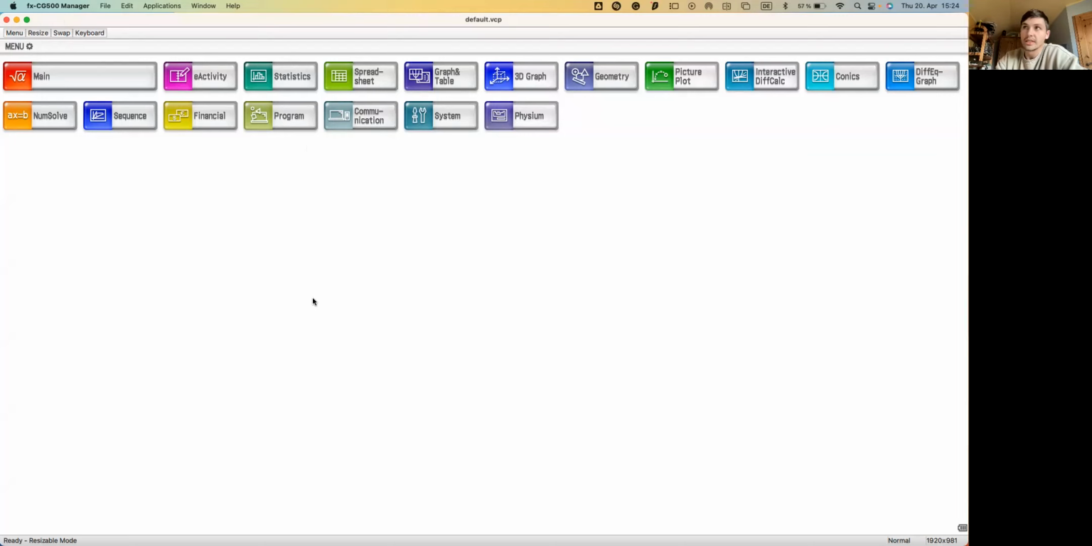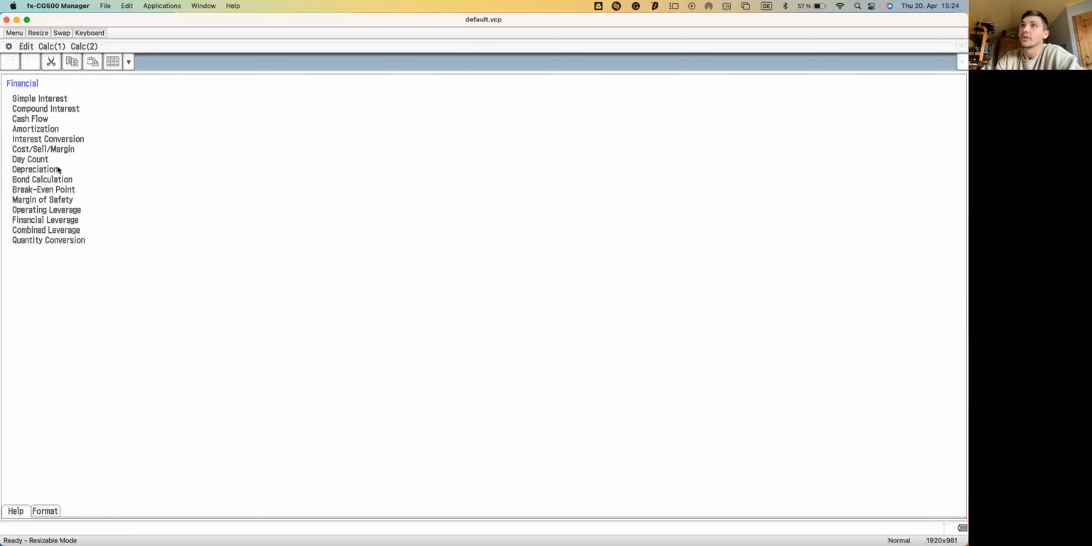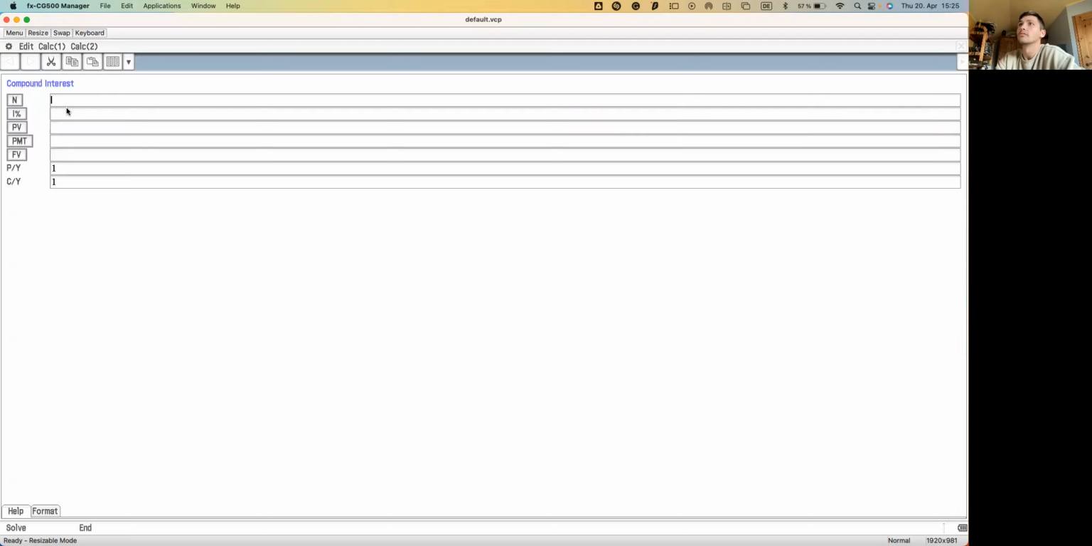So on this one, we need to go to the financial section, okay? And then we get a list of all these different financial applications we can use. So for this question, and for the most part, what you'll be using is the compound interest function here. Right, and so here we have a list of inputs that we need to put in. So you'll always leave one blank because that's the one you'll be solving, okay?